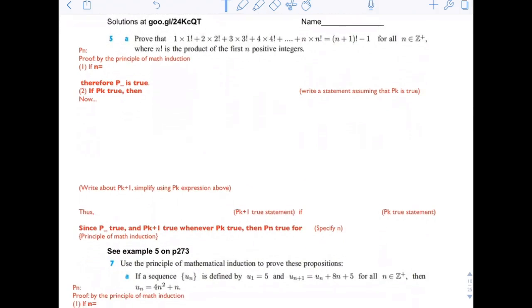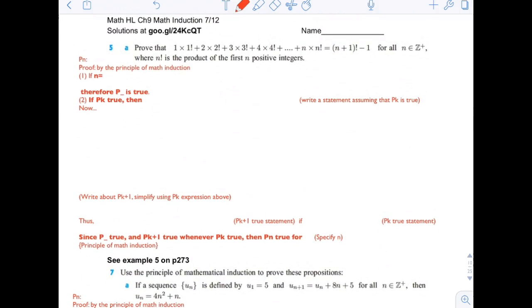Okay, we're on page 7 of the math induction packet. Remember that at the very beginning you should always define your proposition, or your conjecture. So for example, in this case here, I would say P subscript n is, and then I would say exactly that. You should include that as part of your proof statement.